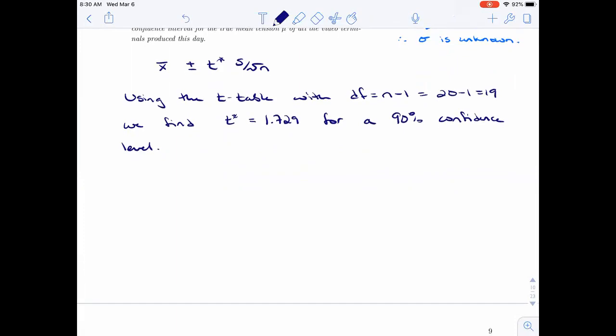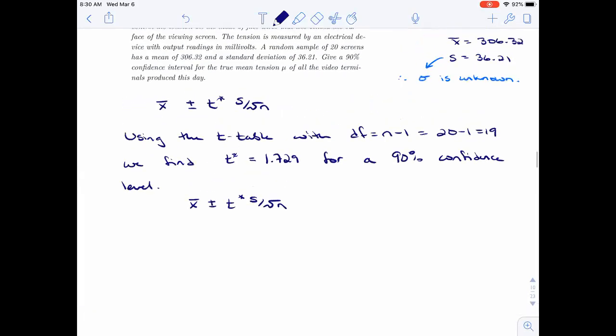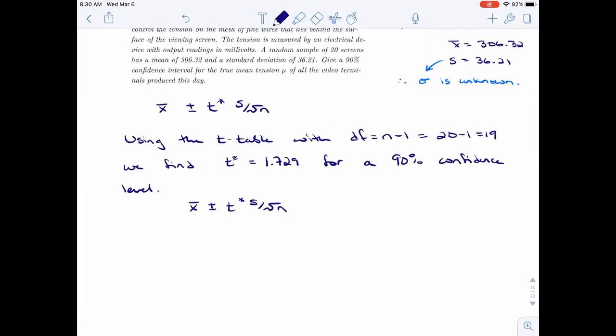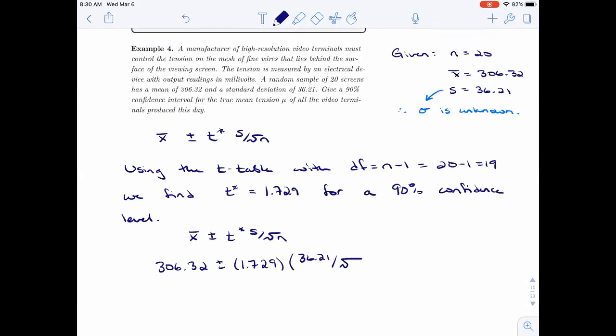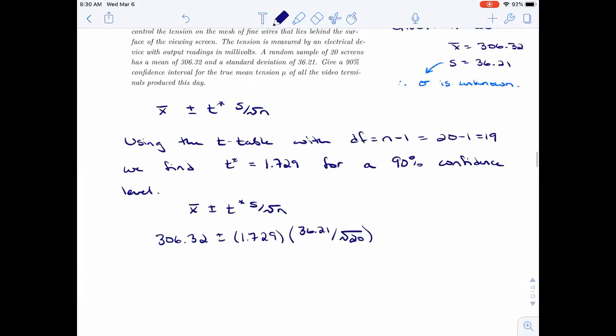So now I can go ahead: x bar plus minus t star times s over root n. Now I can plug in all my values, right? And so we had x bar was 306.32 plus minus t star, which we just found was 1.729, times s, which is 36.21, divided by the square root of 20.